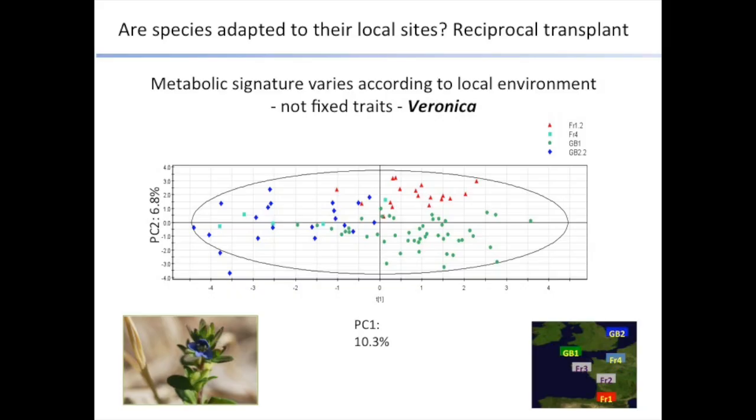Similar to the reciprocal transplant work we saw with Arabidopsis lyrata, she also did it with some of the other sand dune species, and here we have Veronica. The same message came across for the environment. The metabolic variation is associated more with the environment, not with the background of those seeds. So a British plant looks like a French plant when it's growing in France, and so on.